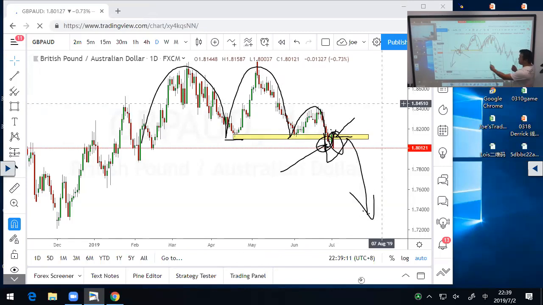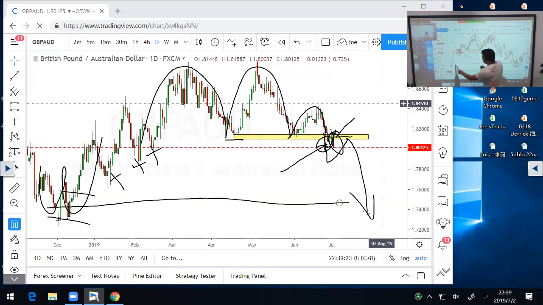So look left. You cannot see any good support until here, because here we have a double bottom. So the sterling Aussie may easily go to 1.74. And where are we now? 1.80. So that potential 600 pips is all yours. So sell the breakout and pullback.